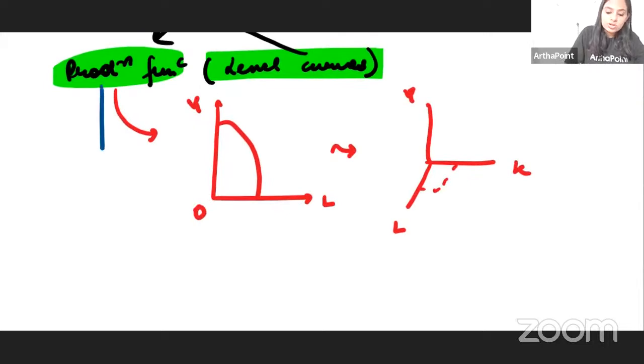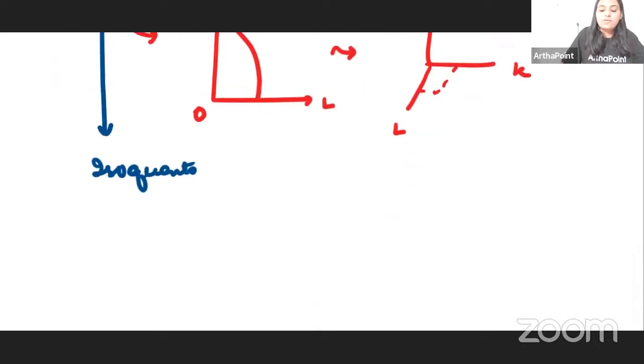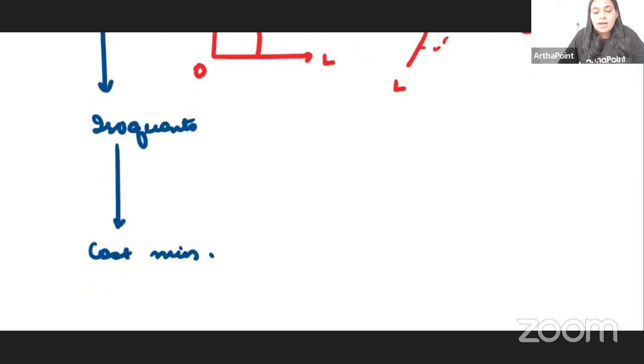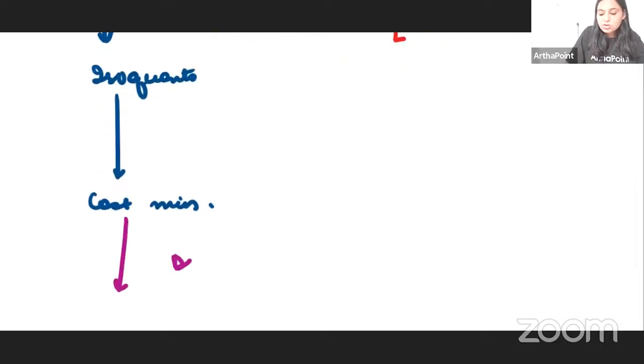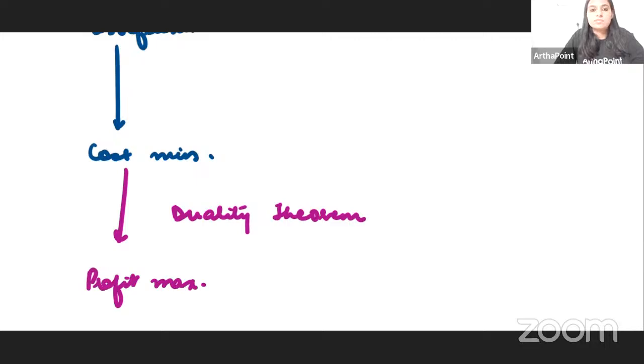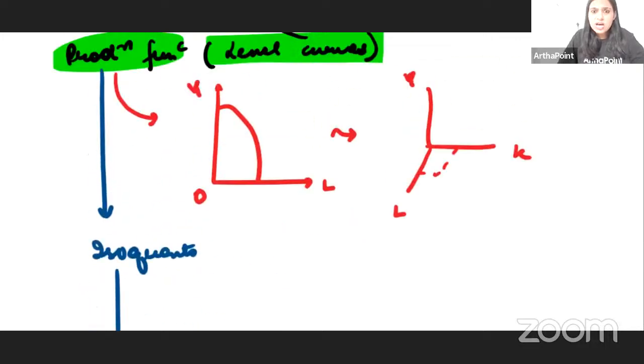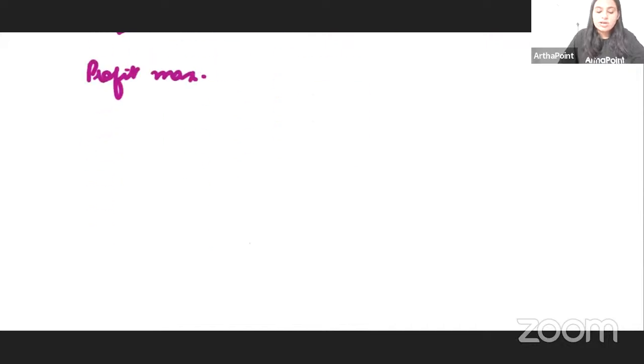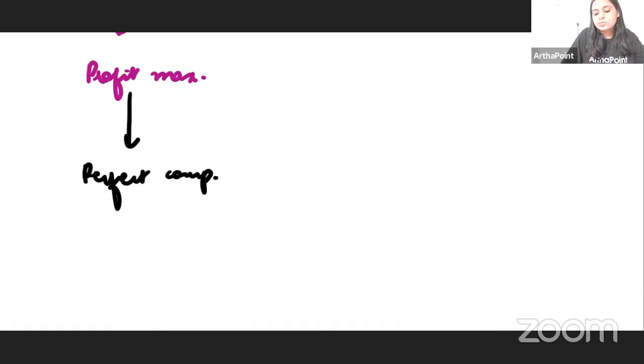We go from production to isoquants, from isoquants to cost minimization, and then from cost minimization to the duality theorem. And there we do profit maximization. So this is how we will progress in producer theory, and then we follow it with perfect competition. We also do what are iso-profit curves.